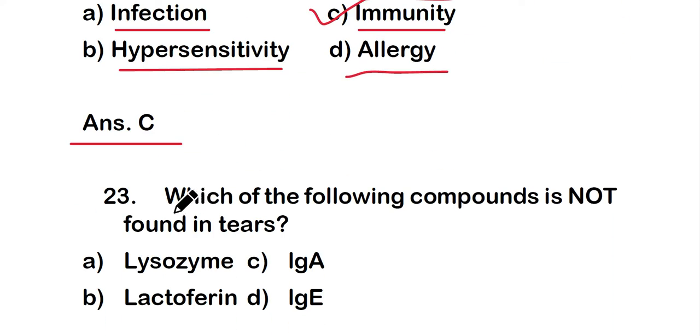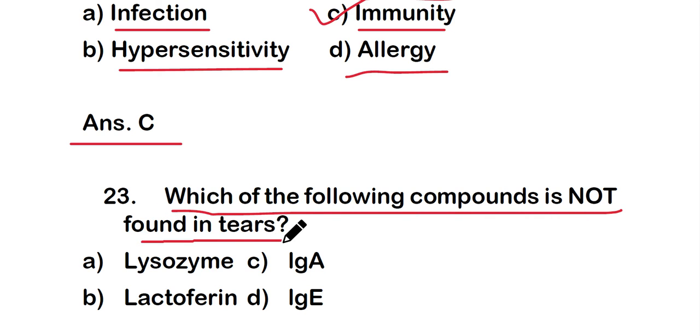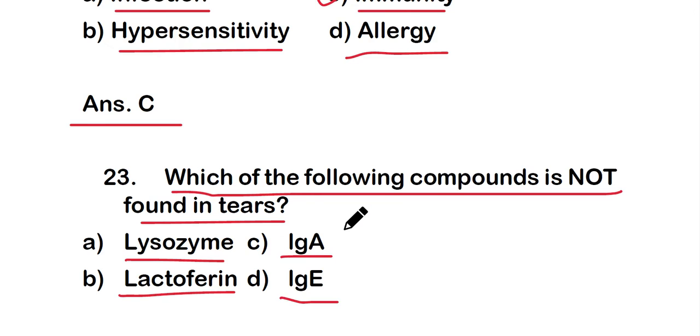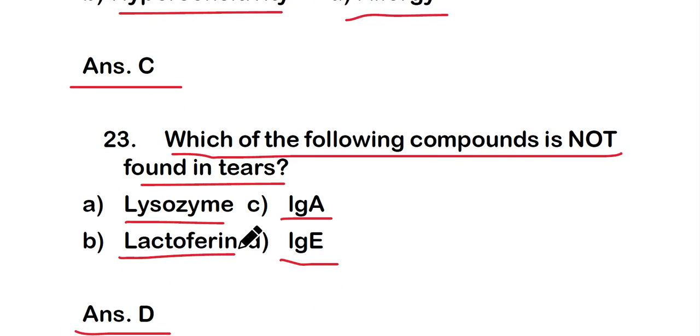Next is question number 23. Which of the following compounds is not found in tears? The options are option A, lysozyme; option B, lactoferrin; option C, IgA antibody; or option D, IgE antibody. Which one is not found in tears? The right answer is option D, that is IgE. Except for IgE, all the other compounds, that is lysozyme, lactoferrin and IgA, we can get in tears.